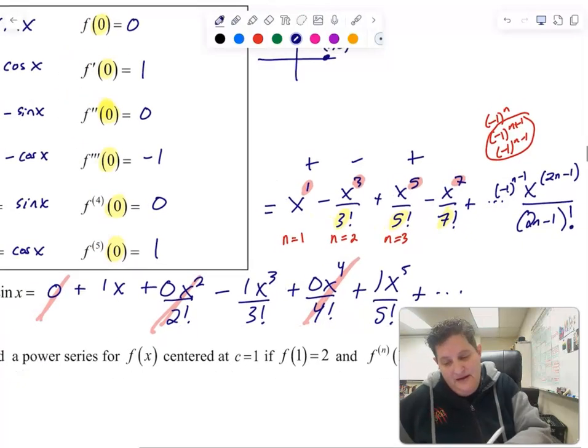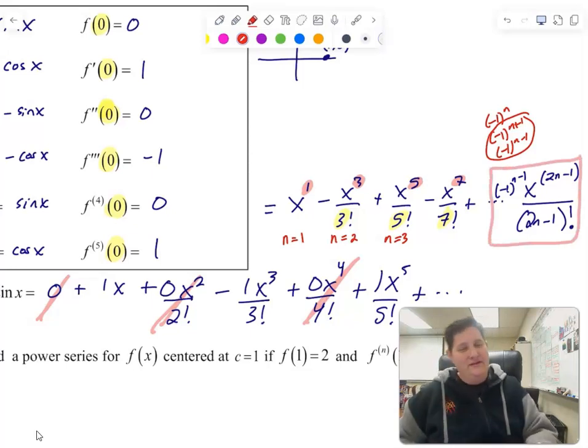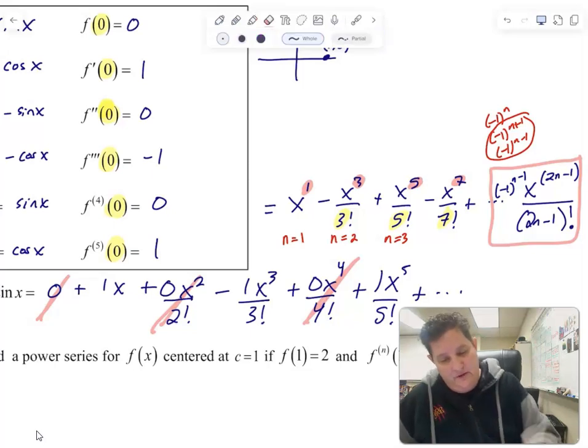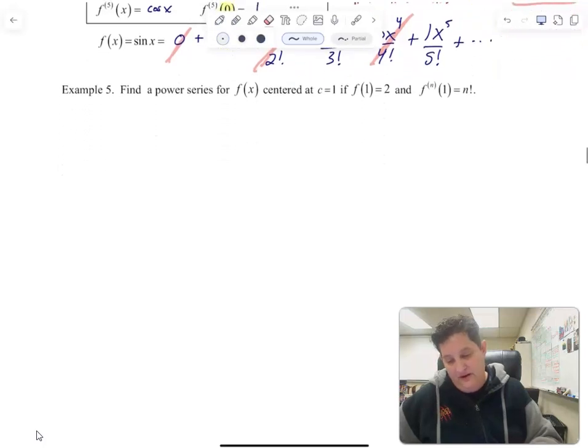Okay? Now look, to be honest with you, the general terms can be very, very tricky to write. This is what I mean by the general term. You can usually try to figure them out, but they can be a little bit tricky. All right. Find a power series for f of x centered at 1 if f of 1 is 2 and f to the n of 1 is n factorial.